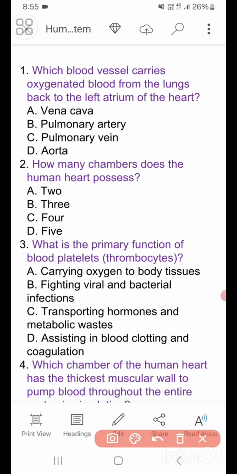Which blood vessel carries oxygenated blood from the lungs back to the left atrium of the heart? Pulmonary vein. How many chambers does the human heart possess? 4. What is the primary function of blood platelets, thrombocytes? Assisting in blood clotting and coagulation.